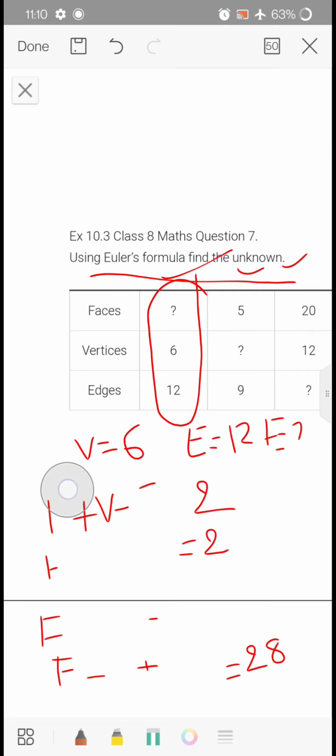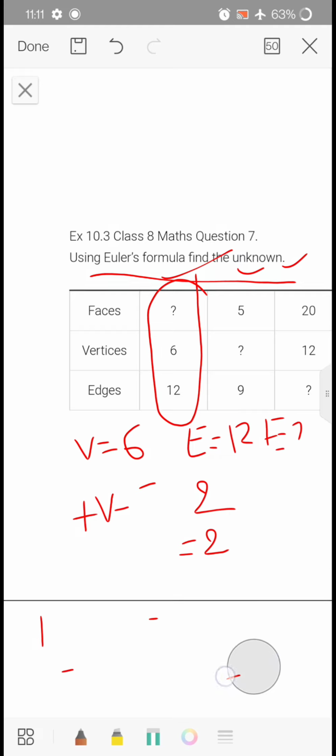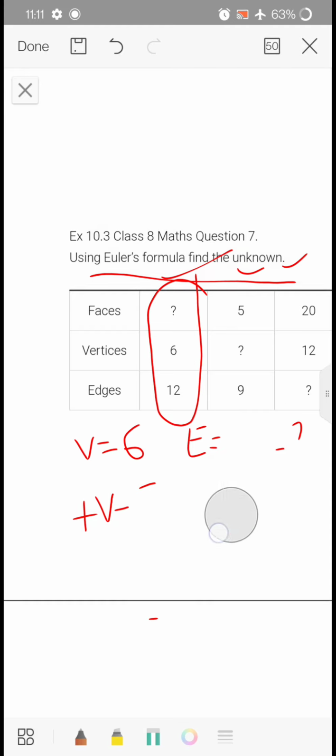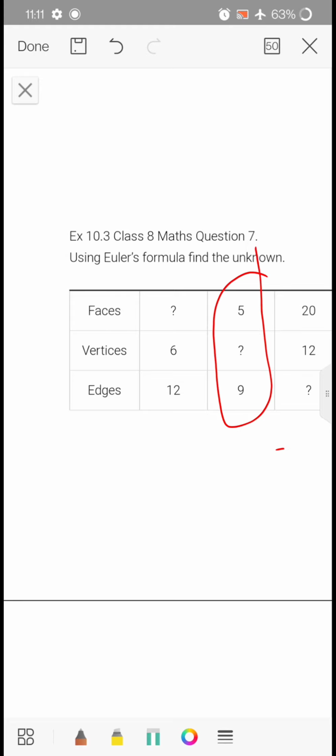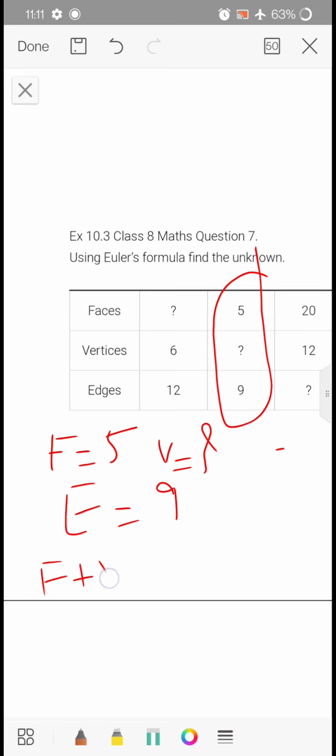Let's try to solve the second question. Dear students, I already told you that 2 types of questions are possible. One is of verification and another is to find the unknown value. So let's move on with this one. In the second case, they have given the number of faces as 5, the number of vertices is unknown, and the number of edges is 9. So f plus v minus e is equal to 2. f is 5, v is unknown, e is 9, equal to 2.